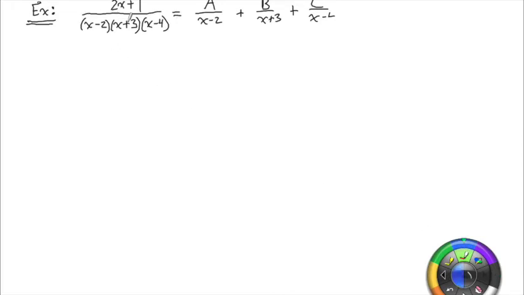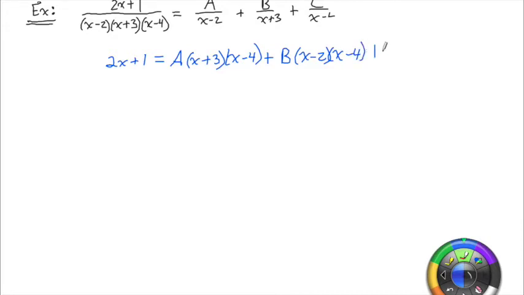So after we multiply through by the common denominator, we're going to get 2x plus 1 on this side equal to, the x minus 2 will cancel, but that leaves two factors behind. So we're going to get a times x plus 3 and x minus 4. When we get to b, the x plus 3 is going to cancel, but that leaves you the other two factors. So you're going to have b times x minus 2 and x minus 4.